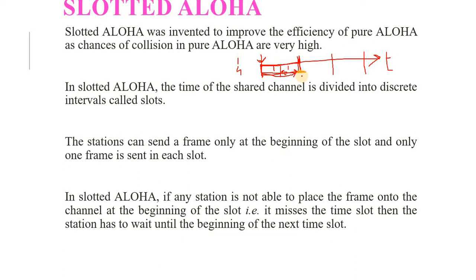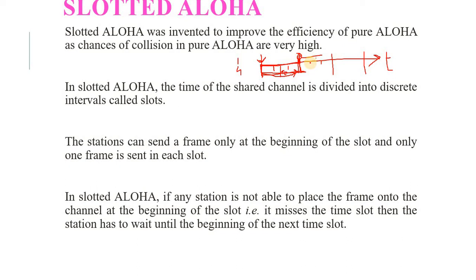So the station can send a frame only at the beginning of the slot, and only one frame is sent in each slot. After the transmission of the first message is completed, the second slot starts, and only at this point is communication started. In between we can't start communication.